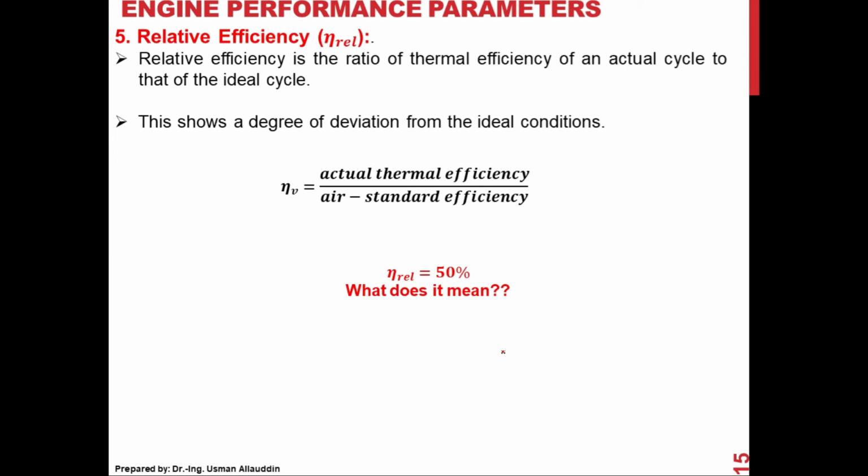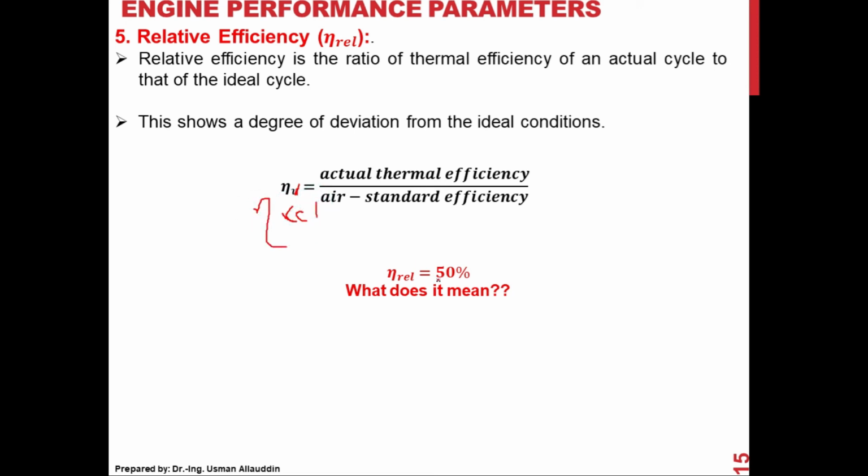Now, relative efficiency is the ratio of thermal efficiency of an actual cycle to the ideal cycle. So we learned in the thermodynamics course as well that we have actual cycles, then we make simple assumptions like the air standard assumption, and we obtain the ideal cycles, and ideal cycles have the highest efficiency. So the ratio between actual thermal efficiency and the air standard efficiency is the relative efficiency. This is again a typo mistake. I will correct it. It should be relative efficiency.